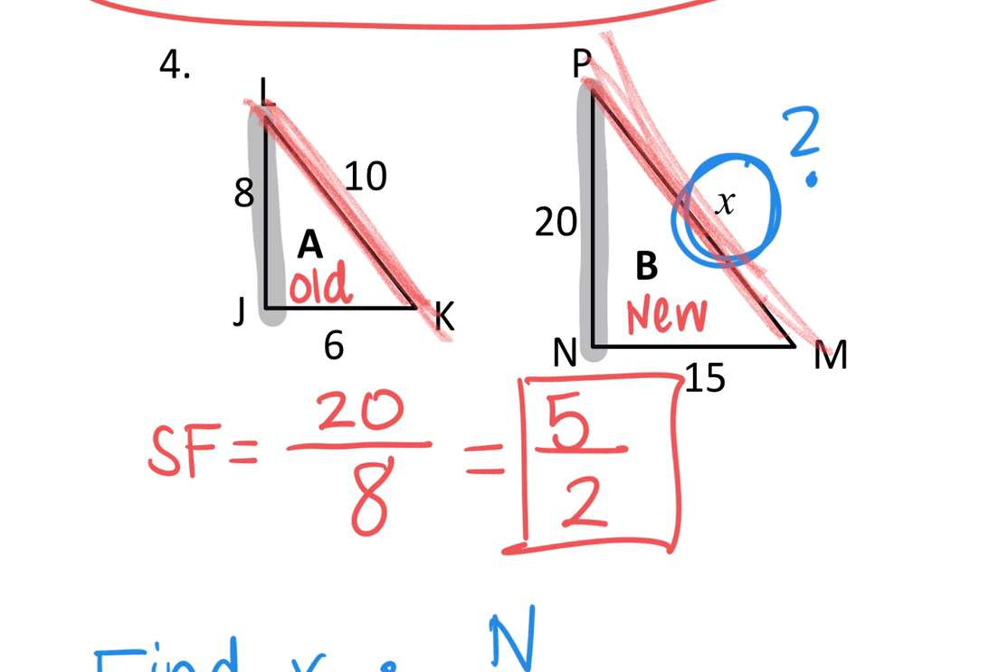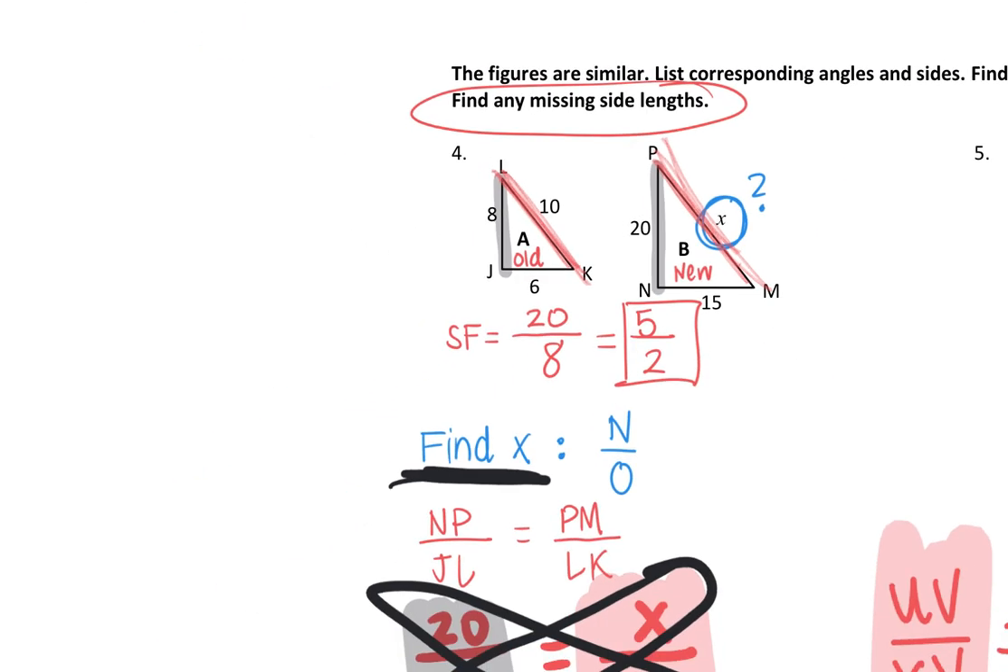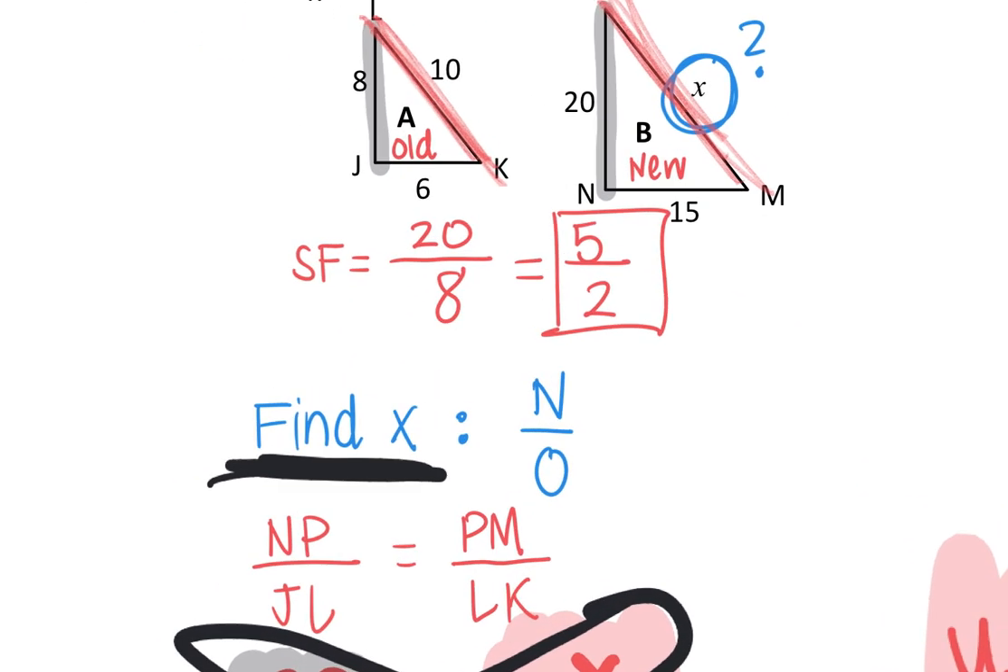Yo puse esto en mi calculadora también, 20 sobre 8, y me dio 5 sobre 2. Quiero la fracción más simplificada. Ok, so mi scale factor es 5 sobre 2. Ok, lo que está más complejo es buscar el lado que no tiene número. So, en ese caso, tengo que encontrar X. Esto es donde está un poco más complejo.